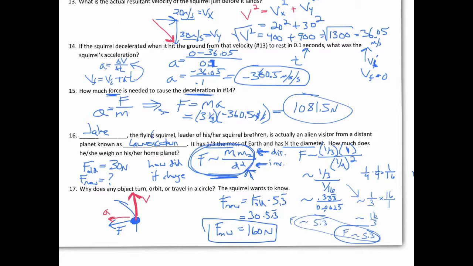So, why does any object orbit or travel in a circle? It's because of that centripetal force pulling inward. That centrifugal force is really just your own inertia, a feeling of being pulled outward, even though you're not. Alright, that's it.